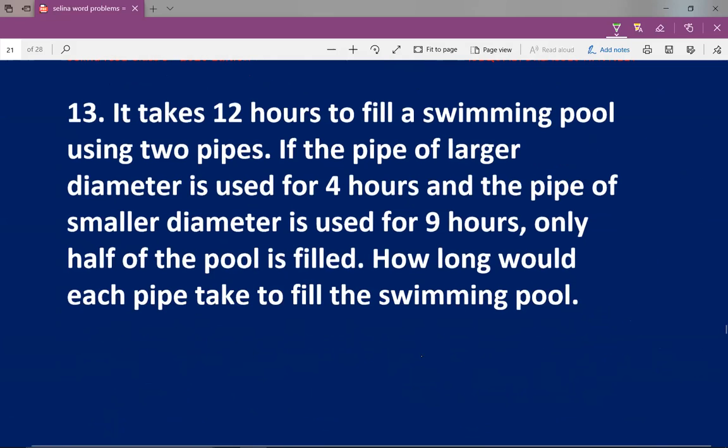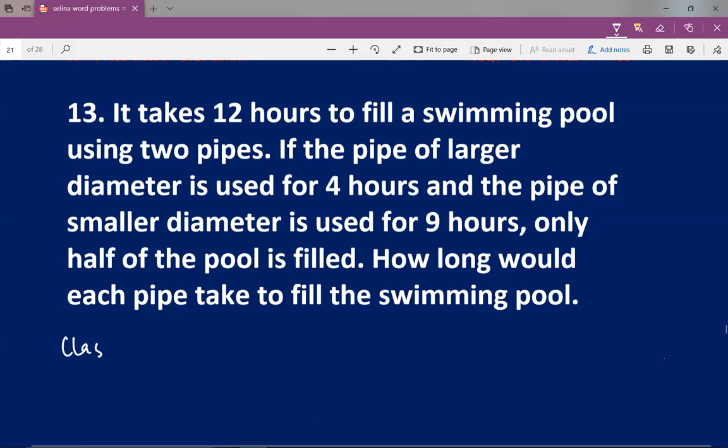Okay, let us move on to question number 13. So question number 13, these are pipes and tank problems.